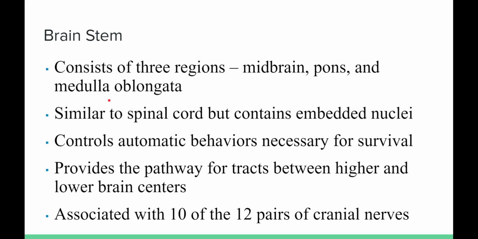So this is really similar to the spinal cord, but it's more up. It also has embedded nuclei, whereas the spinal cord doesn't really have that. It is where the automatic behaviors for survival are. This is like the lizard brain that I may have mentioned in class. It's just the very basic lizard brain kind of stuff for you to survive. This is the pathway for the higher and lower brain centers. This is also where 10 of the 12 pairs of cranial nerves that you'll need to know are associated.